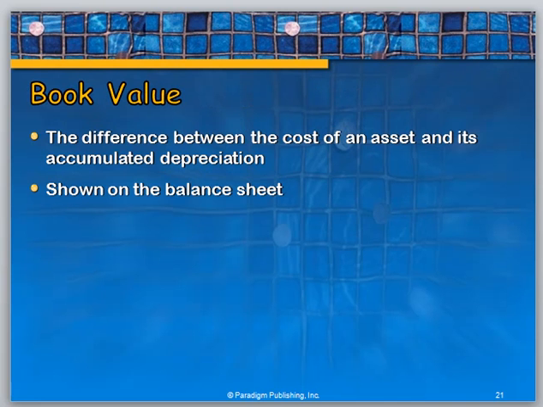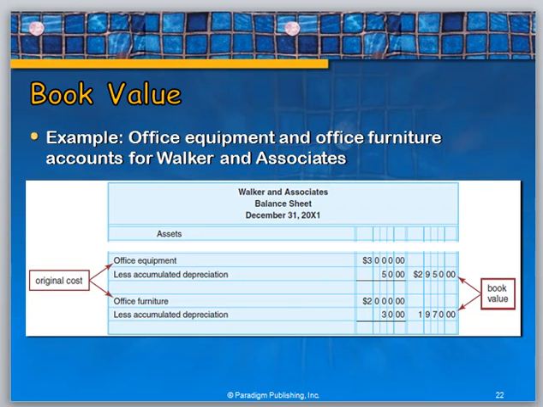Now, when we're looking at depreciation, we determine book value. The difference between the cost of an asset and its accumulated depreciation is the book value, and that's shown on the balance sheet. For example, with office equipment and office furniture, you see our office equipment was $3,000 less our accumulated depreciation of $50 gave us a book value of $2,950.